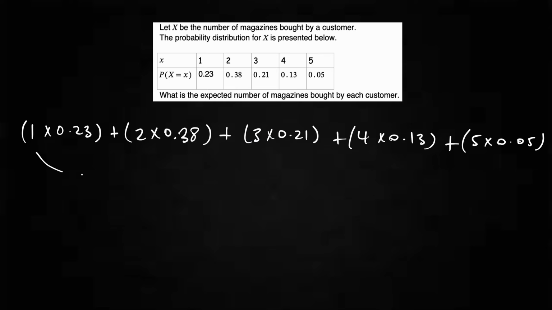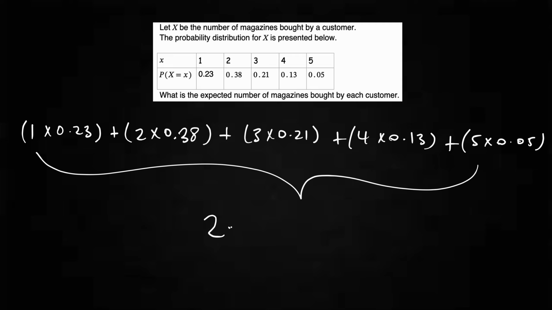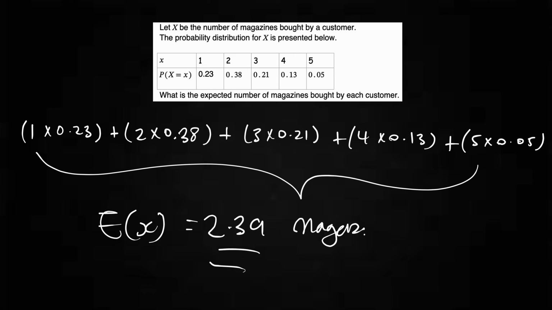And when you take the sum of it, you will get 2.39. And that's going to be the expected value. 2.39 magazines. Because you've taken the probability for each variable and you've multiplied it and you've added it together. That's the average number of magazines that people will buy. Does that make sense? Yes, it does, because 2 has the highest probability of occurring, right? Hence the 2 over here.